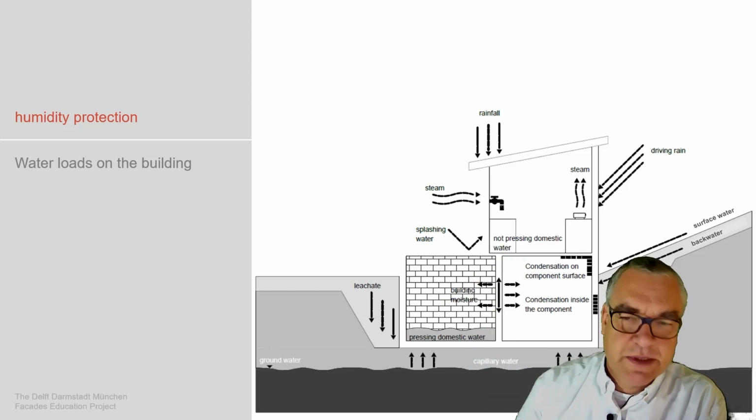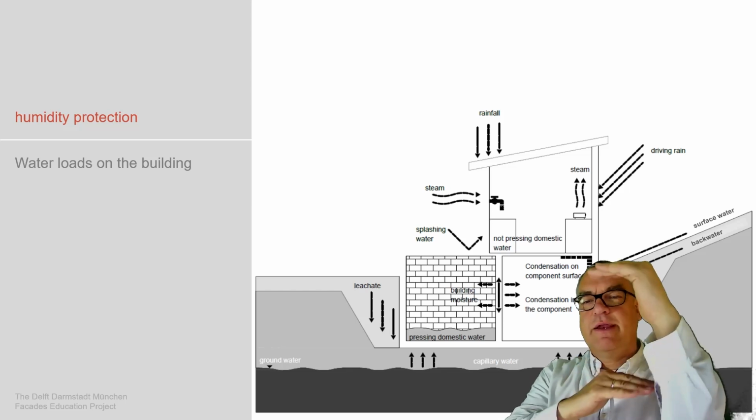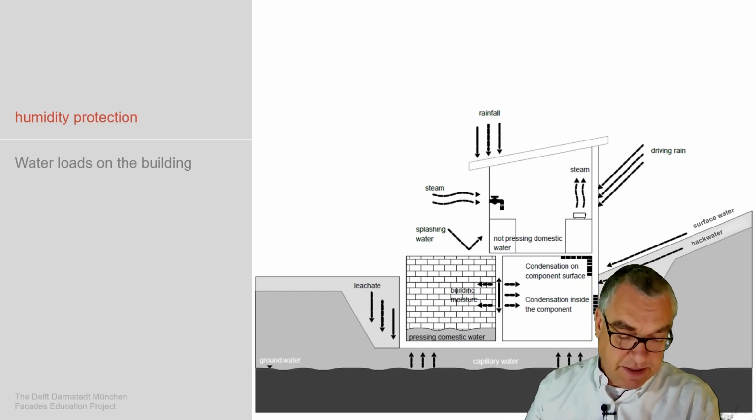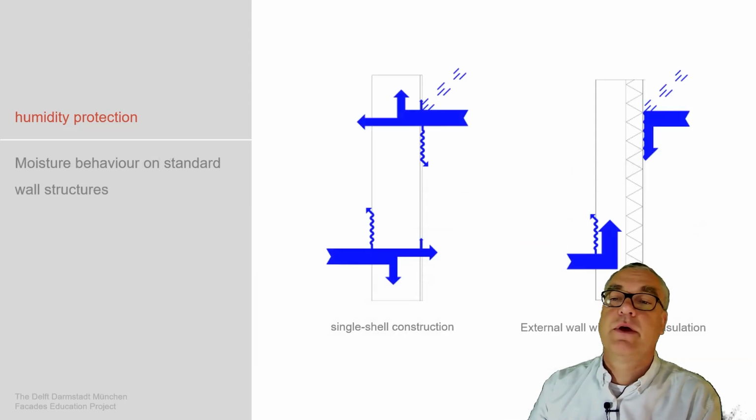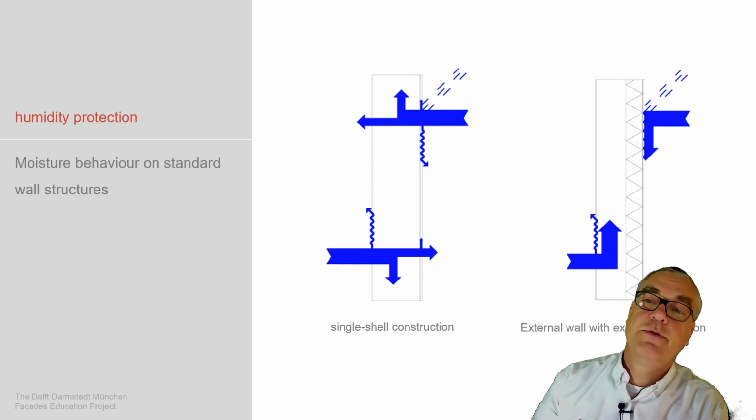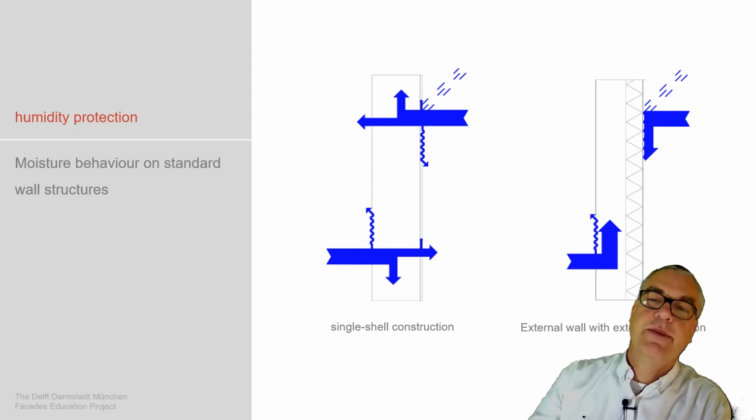And in our DIN norms, we say 20 to 30 centimeters. That's the range in which splashing rain hits our structure. Here again, we have to secure that our building is humidity protected at the outside.